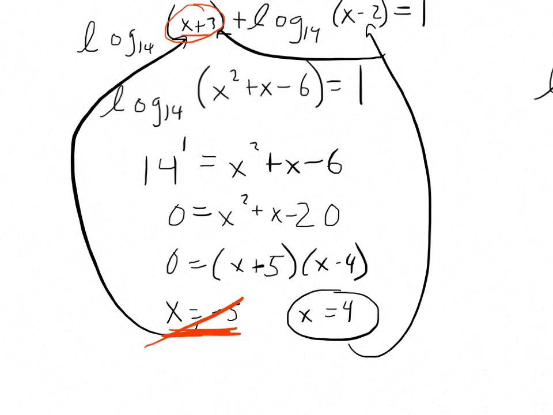Right? If you take a look at the 4 instead, when you take 4 and plug it in up here, 4 minus 2 is 2. If you take the 4 and plug it in over here, 4 plus 3 is 7. Both of those are positive, which means this answer is good and acceptable.